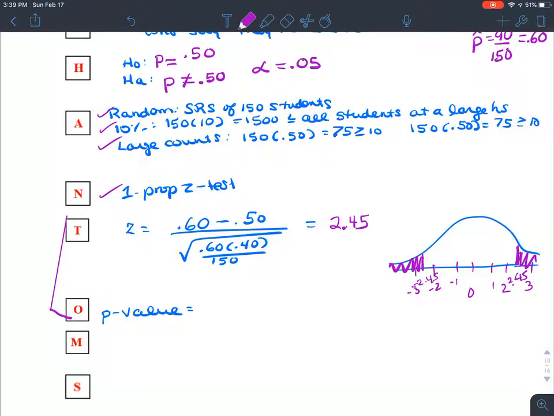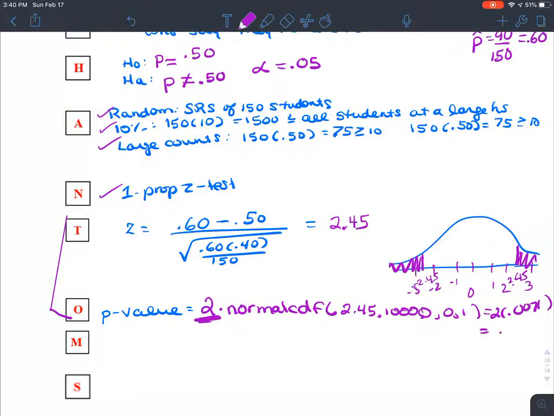Now when you do two-tailed on the calculator, the p-value they give you has already been doubled. If you do it by hand, you have to, and obviously, if I'm going to do normal CDF, and I'm just going to go 2.45 to 10,000, I know that's only representing one tail, so I'm going to need to multiply that value times 2. And that gives me a p-value of 0.0143.